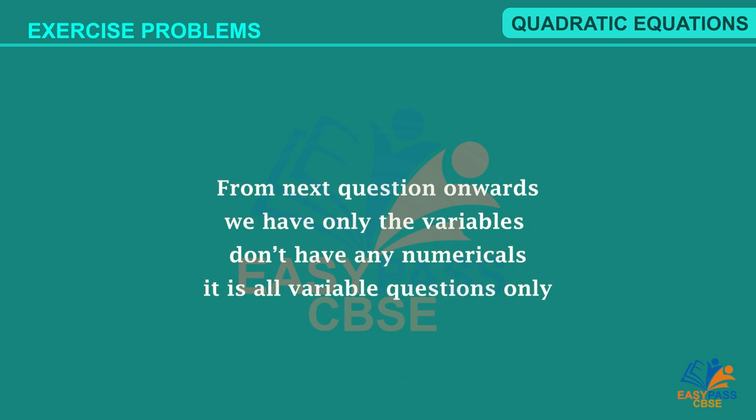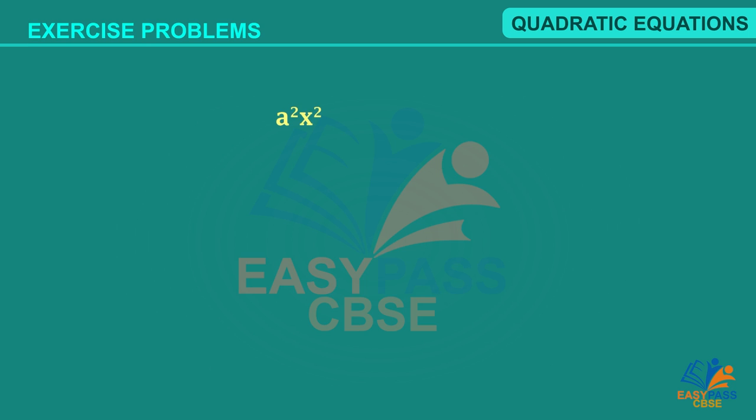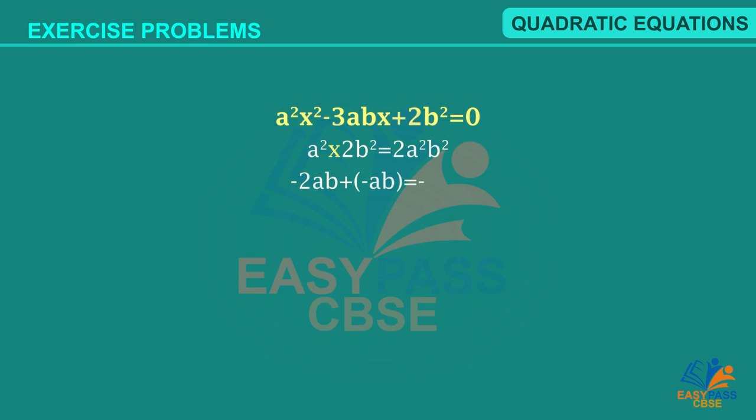The question number 1, we have a square x square minus 3abx plus 2b square equal to 0. So here x square coefficient is a square and constant is 2b square. The product is 2a square b square. Now you have to find factors for 2a square b square so that the sum of the factors is minus 3ab. The only option is minus 2ab times minus ab. That is minus 2ab plus minus ab is equal to minus 3ab.